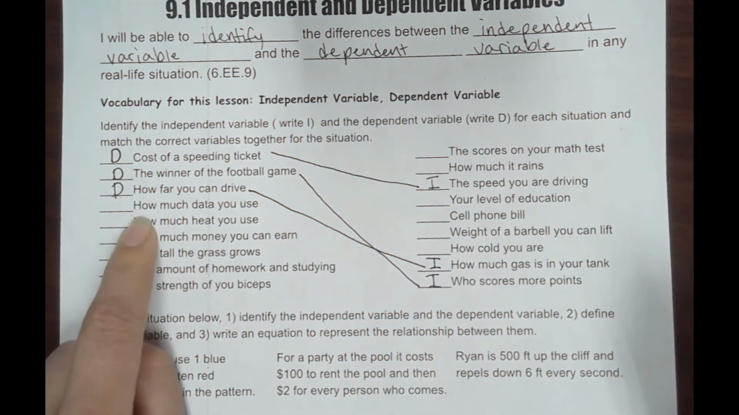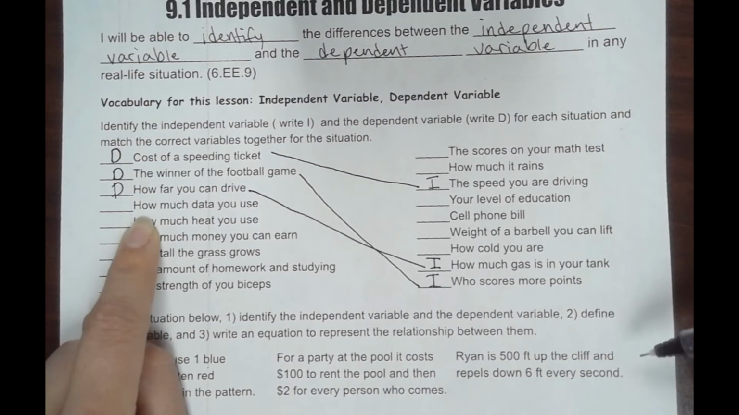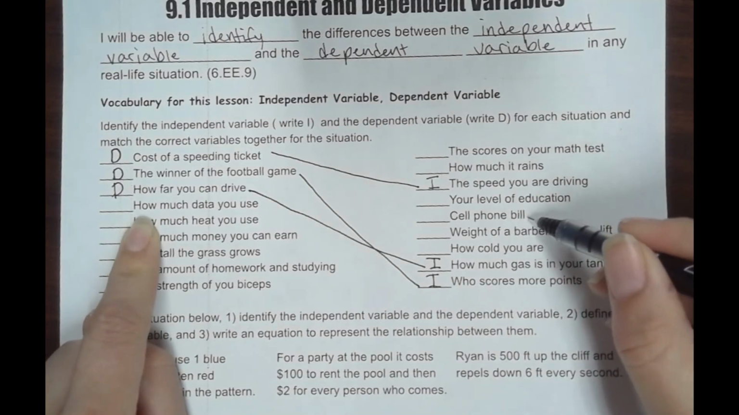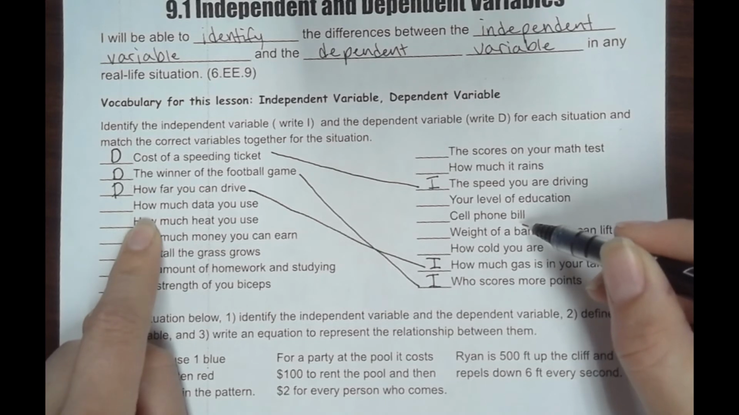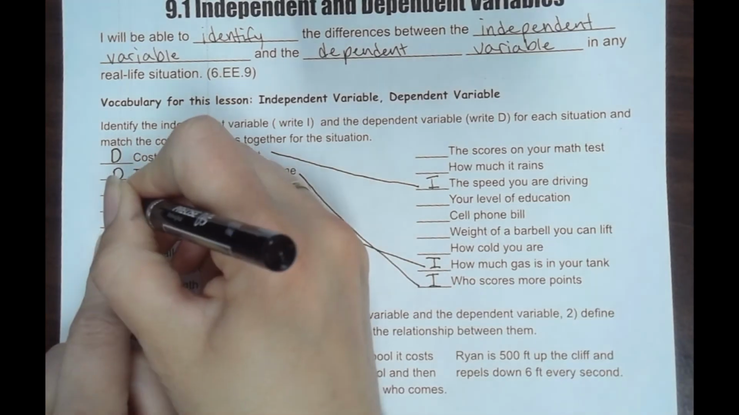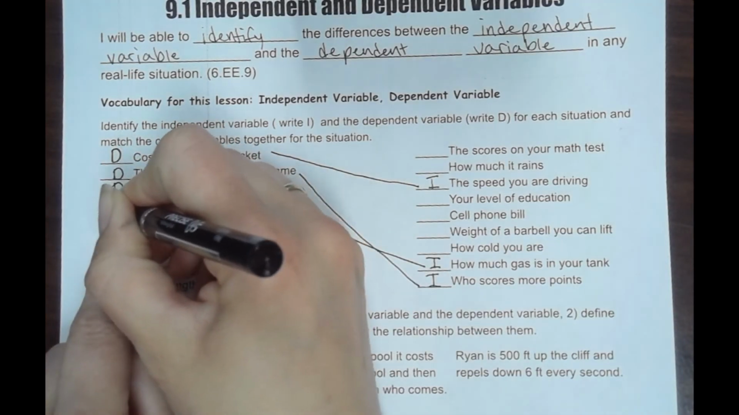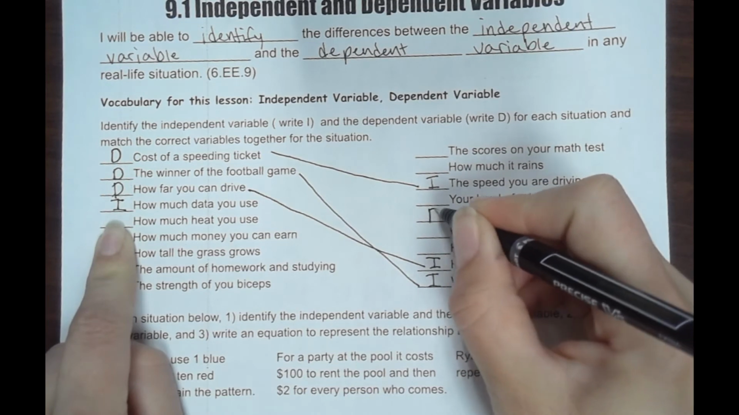All right, how much data you use. Which one of these would that connect with? Does how much data you use control how much it rains? Probably not. It's going to be connected with your cell phone bill. All right, so does your data use control your cell phone bill, or does your cell phone bill control your data use? Well, you get to pick how much data you use. So this is going to be the independent variable. You choose to use more data, that's going to make your cell phone bill go up.